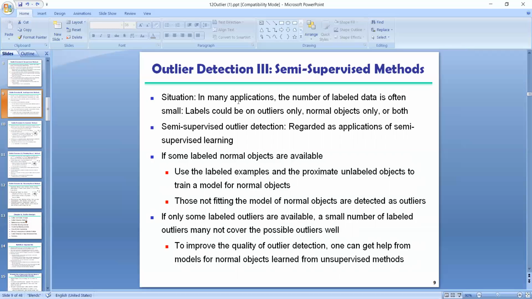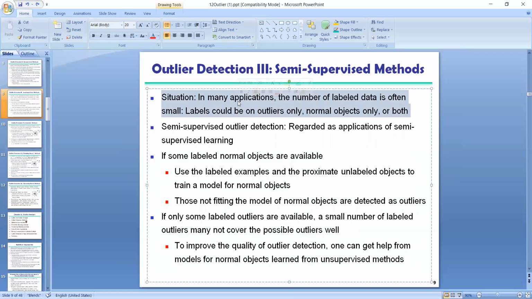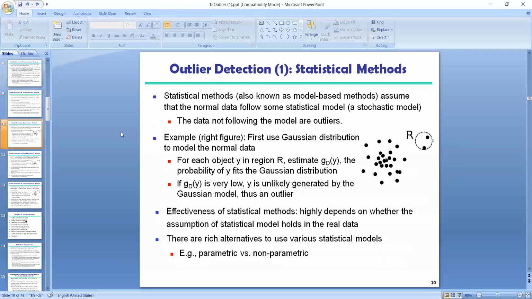In some cases labeled normal objects are available. So use the labeled objects and the proximate unlabeled objects to train a model for normal objects. Those not fitting the model of normal objects are detected as outliers. Now, if only some labeled outliers are available, a small number of labeled outliers may not cover the possible outliers as well. So to improve the quality of outlier detection, one can get help from the models for normal objects learned from unsupervised methods. So we can call it a combination of supervised and unsupervised methods.